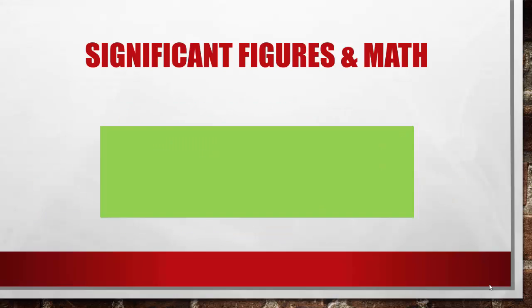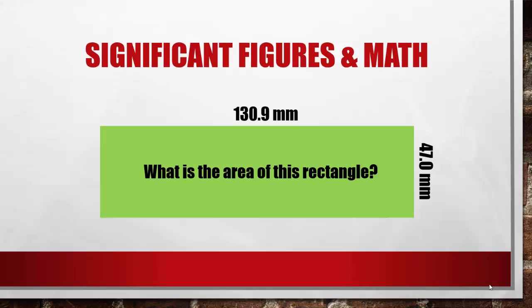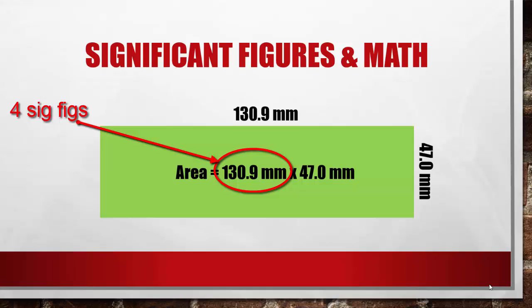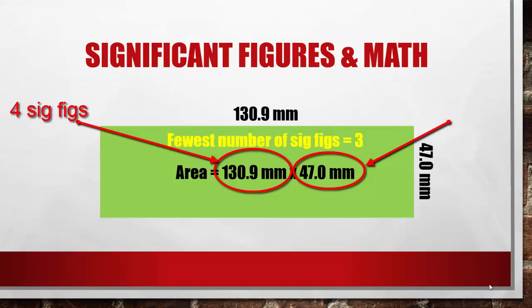What does that mean? Well, the best way to show this is to do an example. Suppose you have a rectangle. The rectangle measures 130.9 millimeters by 47.0 millimeters. What's the area? I'm sure you remember that area is length times width for a rectangle. So you plug the numbers in and you get this value. But this is not the correct final answer. Take a look at what you have. 130.9 has 4 significant figures. 47.0 has 3 significant figures. So the fewest number of significant figures in the equation is 3, so the answer should have 3 significant figures.